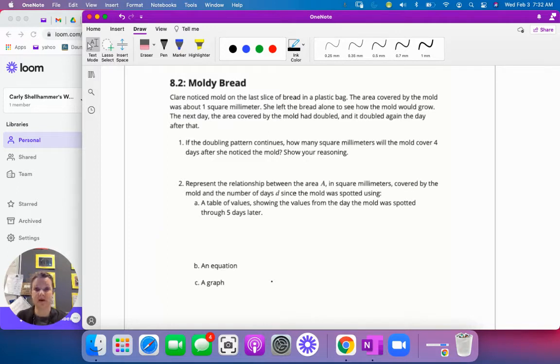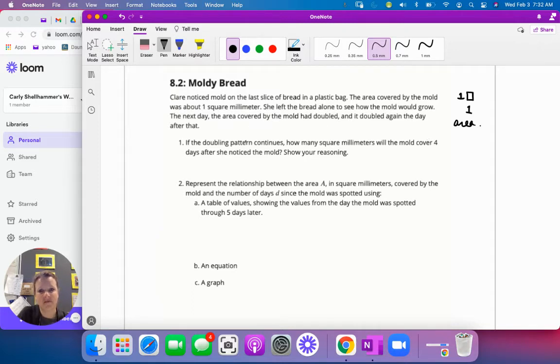Okay, so here we are. Claire noticed mold on the last slice of bread in a plastic bag. The area covered by the mold was about 1 square millimeter. That means it's just 1 millimeter by 1 millimeter. Okay? And that's even too big, but 1 square millimeter is about 1 millimeter by 1 millimeter. She left the bread alone to see how the mold would grow. The next day, the area covered by the mold had doubled, and it had doubled again the day after that.